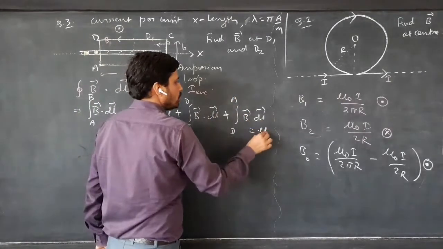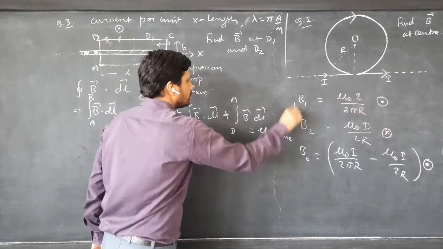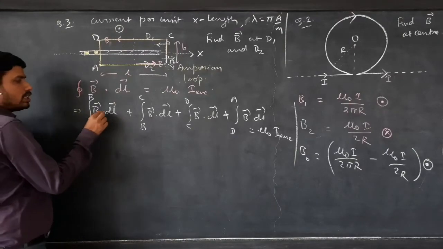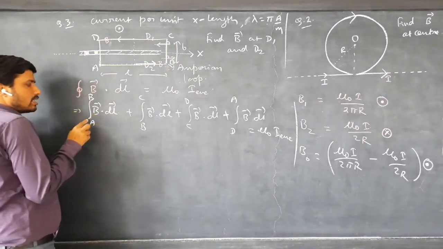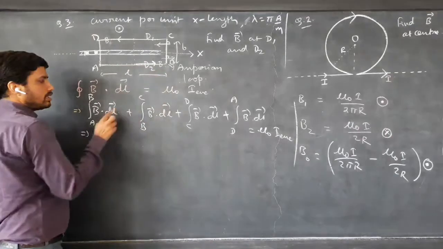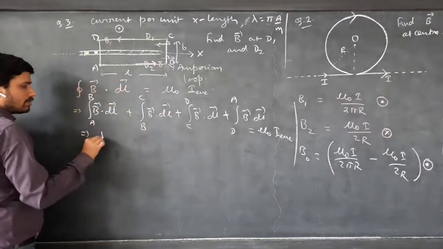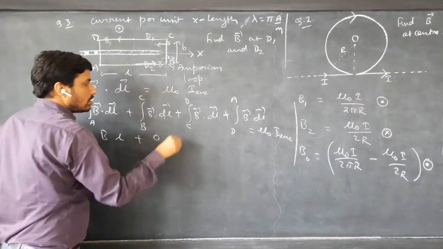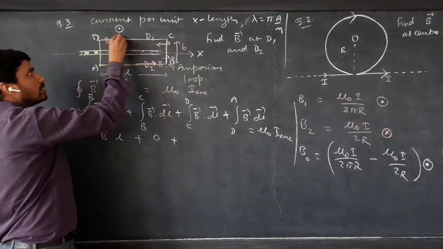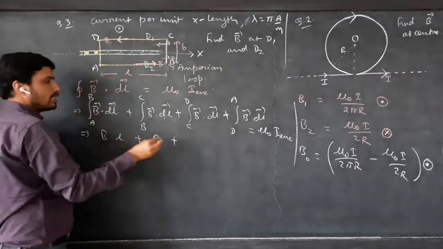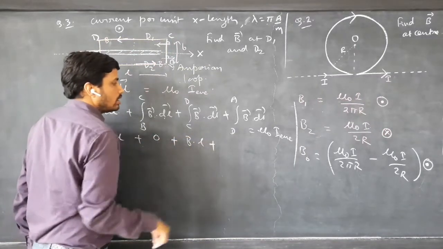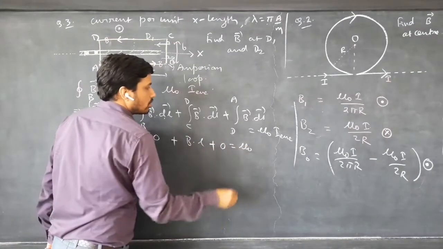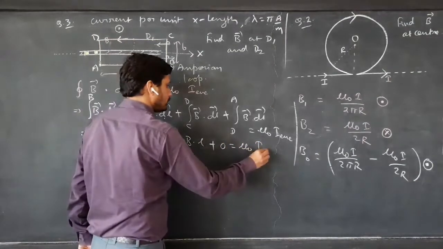And this total has to be mu naught times I enclosed. Now, as I discussed earlier, this becomes B into dl into cos 0, and the integration is from A to B. So A to B, this length is L. So this becomes B into L. This becomes 0, perpendicular. Third one, again B vector and dl vector in this part from C to D are in same direction. So B into L, and plus in this part 0 is mu naught times I enclosed.